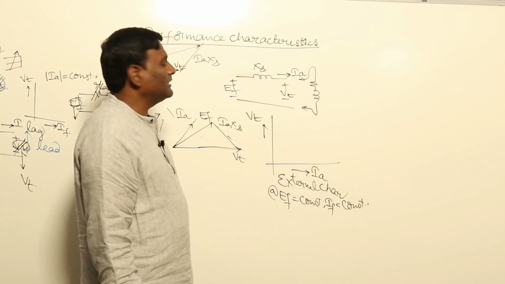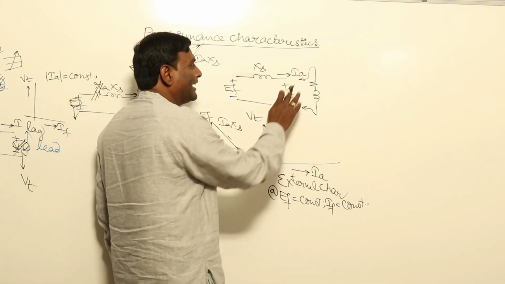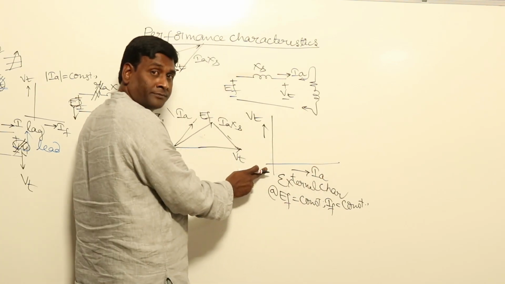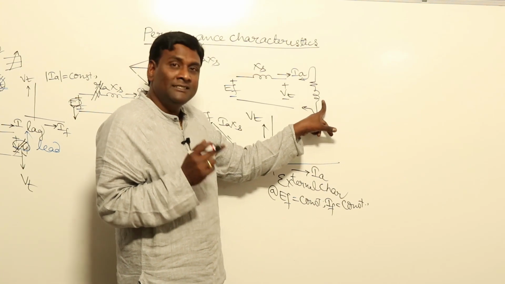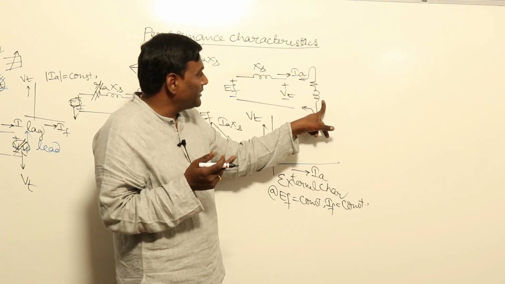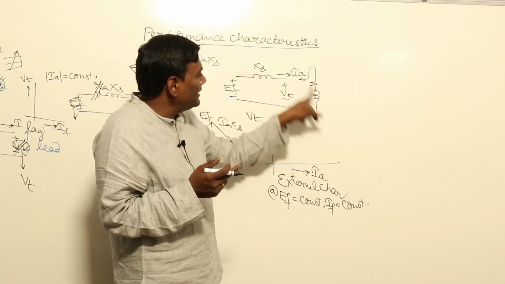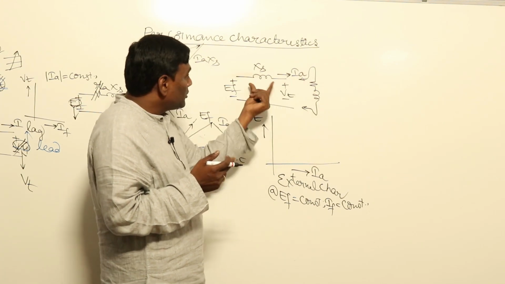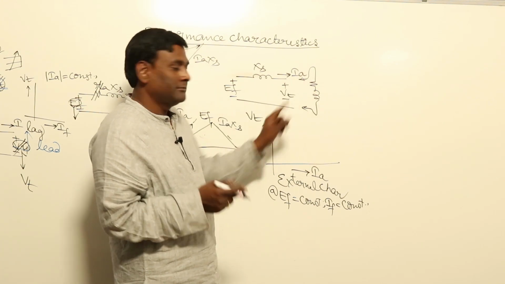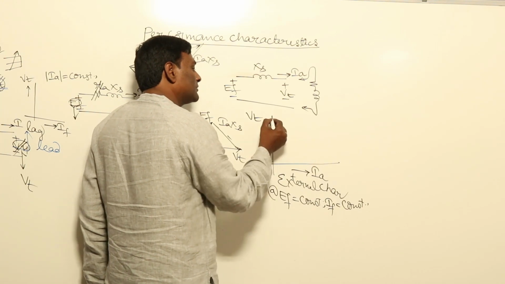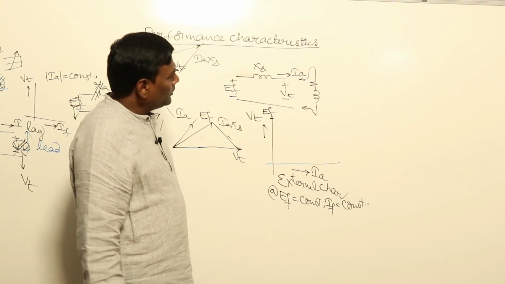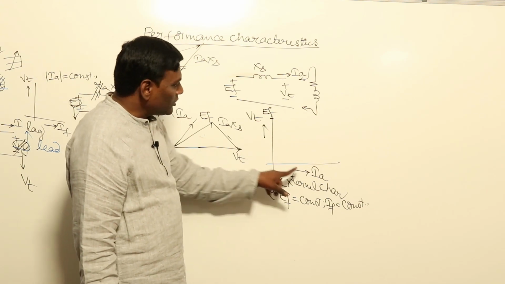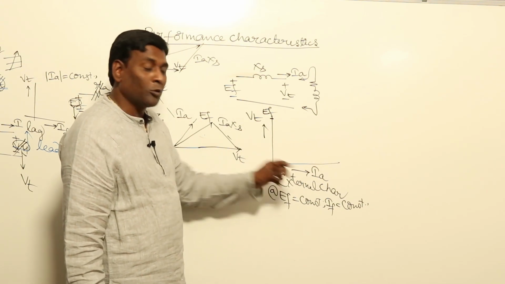Okay, now under that condition, for example, when IA is 0, this load resistance is infinite, reactance is infinite, such that total impedance is infinite, IA is going to be 0. It means drop is going to be 0, EF is nothing but VT. So when IA is 0, it will start from EF. This is EF.